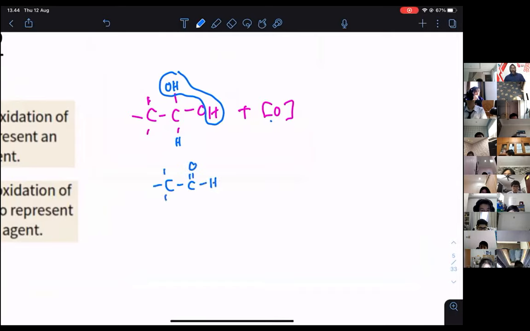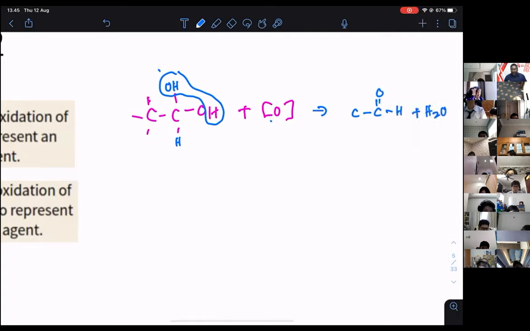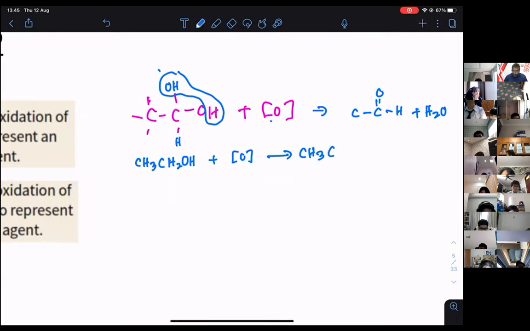You are already getting the aldehyde. How many O did I add just now? I only add one, so you just write one, and it will give you CH3, C double bond O, H, and one molecule of water. So if I want to write it down properly: CH3CH2OH plus one atom of oxygen gives you CH3CHO plus H2O. Don't write OH for the aldehyde, this is a common mistake from students. It should be CHO. Done.